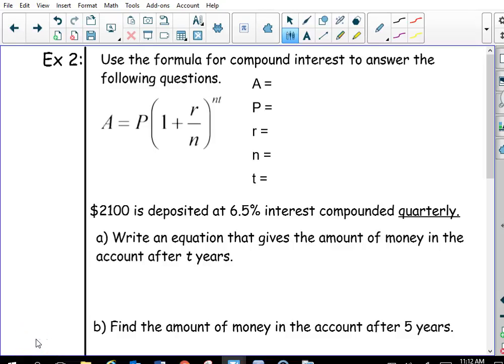A second topic is using the formula for compound interest to calculate some numbers. And here's the formula. Let me remind you what these mean. A is the amount after compounding. P is the amount that you start with, and it's called principal, which is probably why they use the variable P.